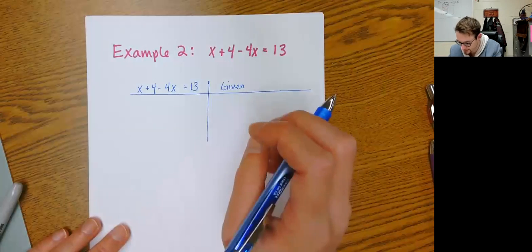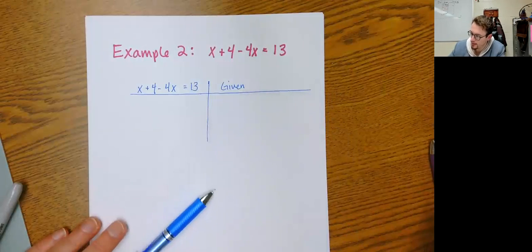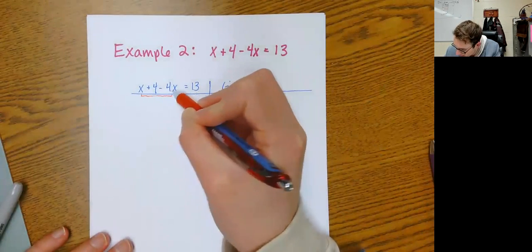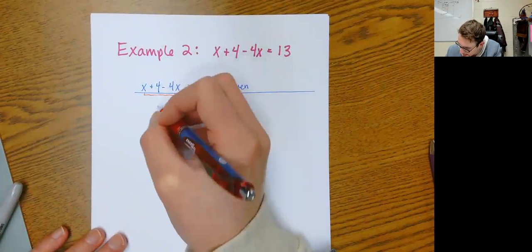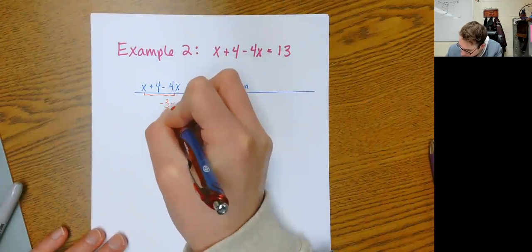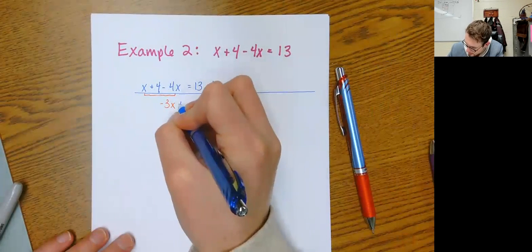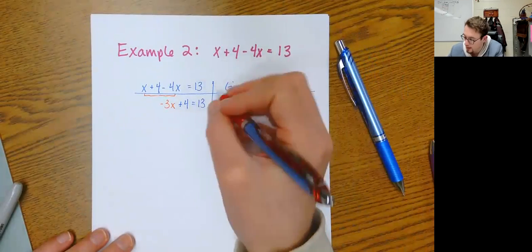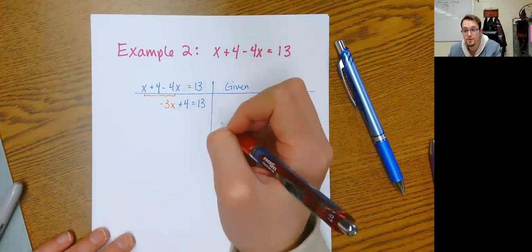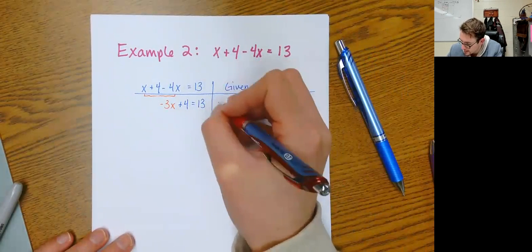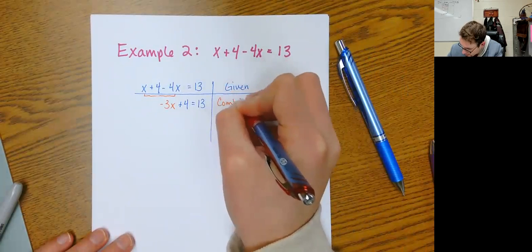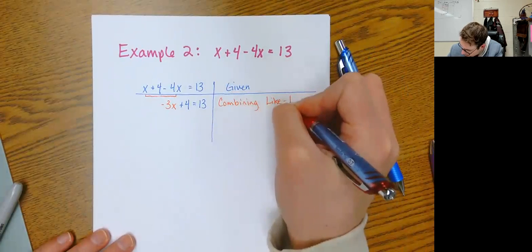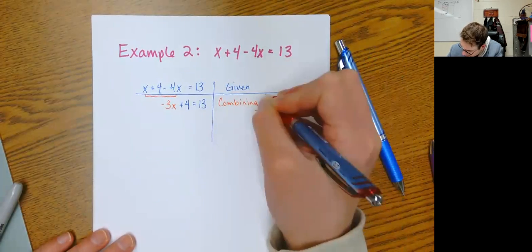Well, I actually have two things that I can combine, and I would say that that would be negative 3x plus 4 equals 13. And I would say that that would be called, you can call it simplifying if you want to. I am going to be more specific and say combining like terms.